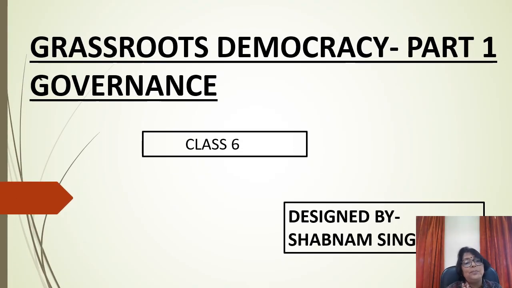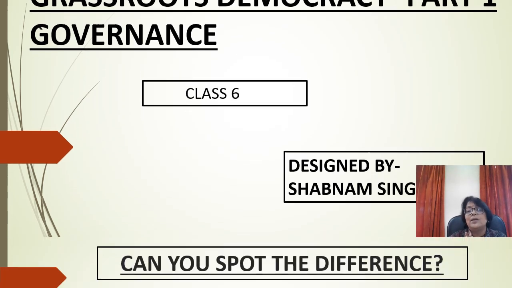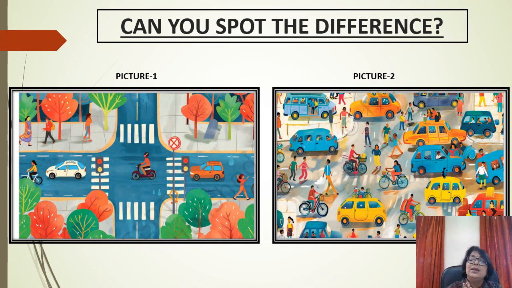Good morning. In previous videos, we have studied governance in detail. Now it's time for a quick recap. First, we will see this picture and we can easily find the difference. In picture 1 we can see the traffic moving in a systematic manner, and in picture 2 there is chaos and the probability of more accidents.